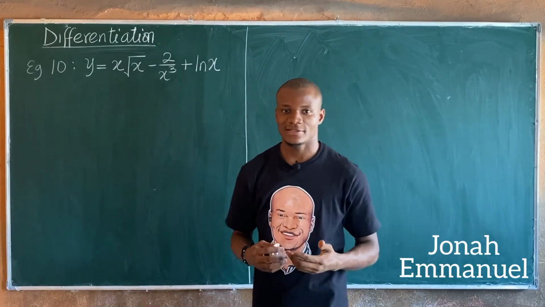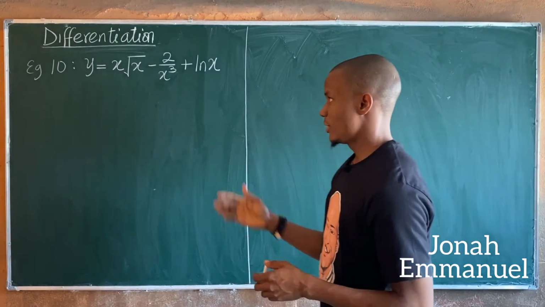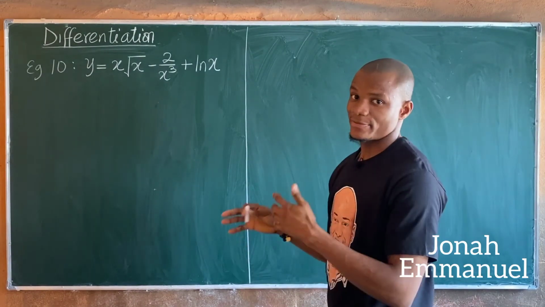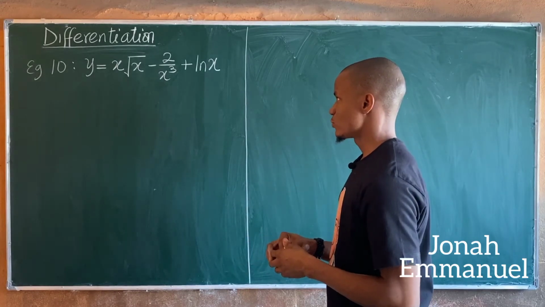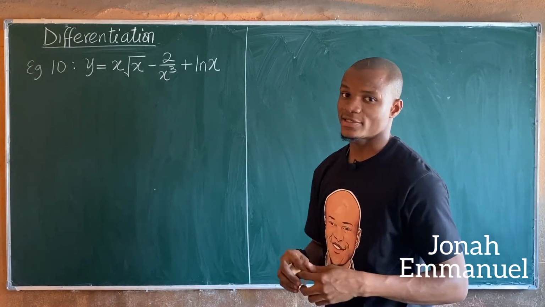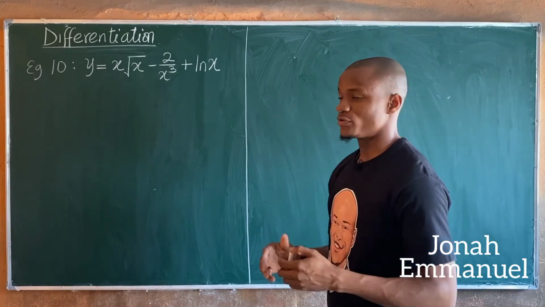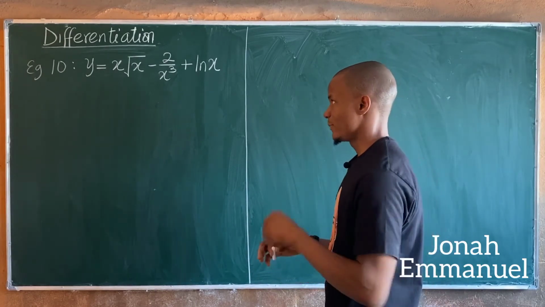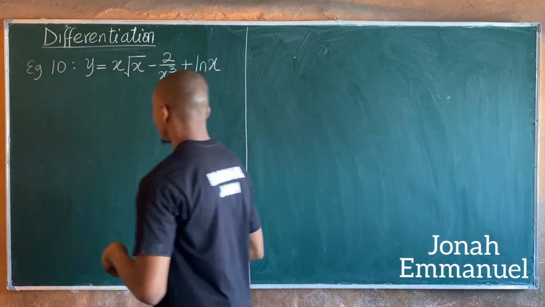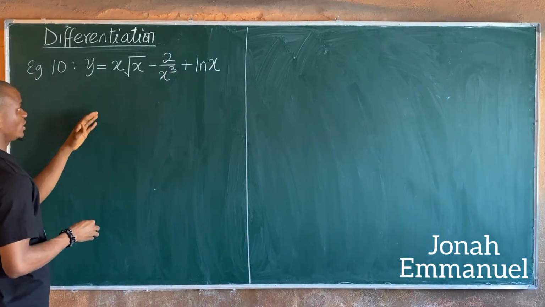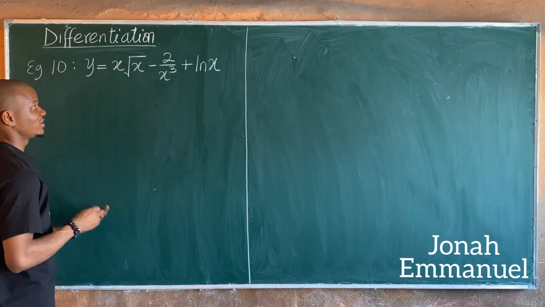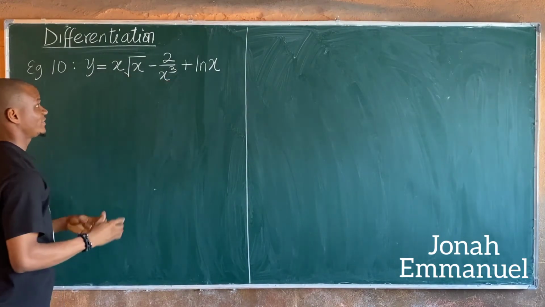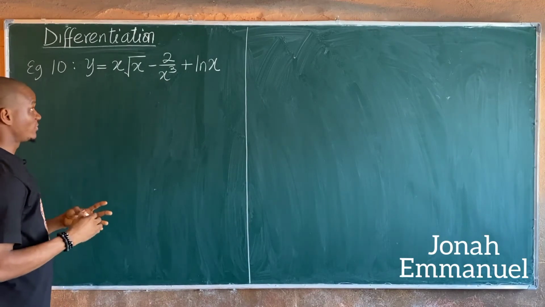Alright, let's take a 10th example. Let's say I'm given y is equal to x root x, that's x times root x, minus 2 all over x cubed plus ln x. And I'm asked to differentiate y with respect to x, or perhaps find dy over dx. What do I do here? Case one, each of these terms has its different method of solving them.